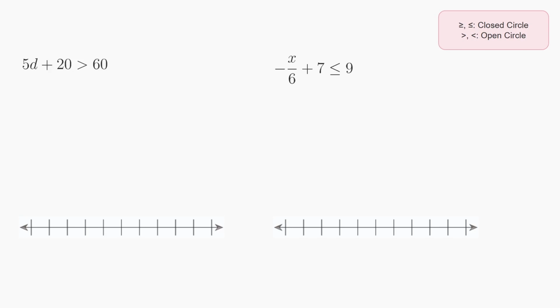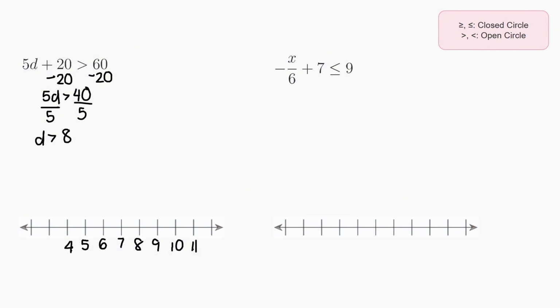Now, let's work on solving these inequalities and then using the two rules that we covered previously to graph them properly. So first, we have 5d plus 20 is greater than 60. So first, we're going to subtract 20 off both sides. And we get 5d is greater than 60 minus 20, which is going to be 40. Then we're going to divide both sides by 5 to isolate that d. And we get d is greater than 8. So now let's populate our number line so we can graph.